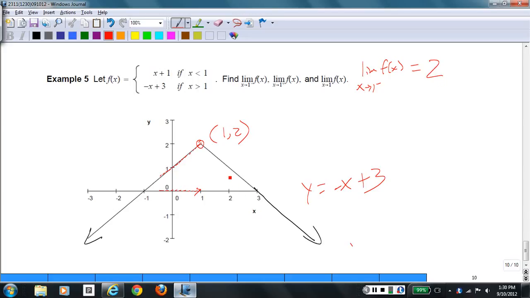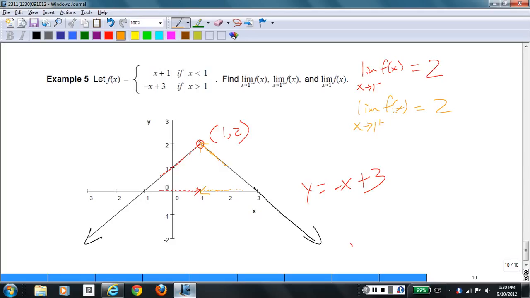As x approaches 1 from the right, points on the graph are approaching the point 1, 2. So the limit of f of x as x approaches 1 from the right is also equal to 2. So both one-sided limits exist, and they agree.